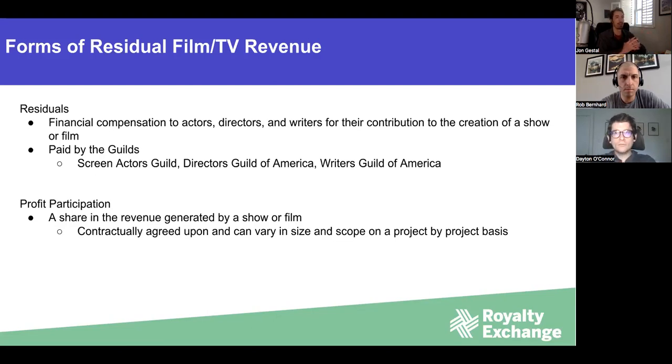I'm sure many of you have seen the Glee asset that's up. That one, for example, is a profit participation. So it's based on the revenue generated by the property.